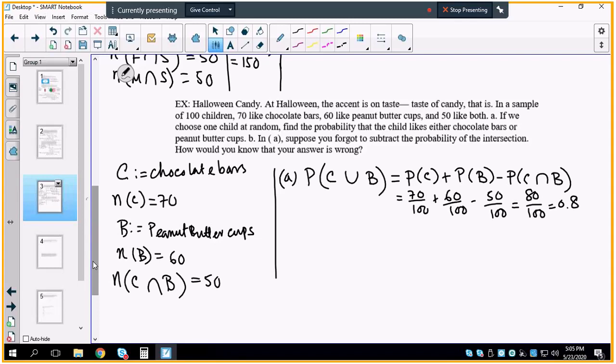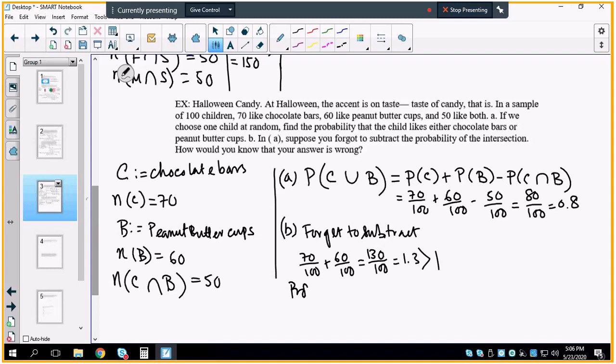The second question is a bit interesting. It says, in part A, suppose you forgot to subtract the probability of the intersection, how would you know that your answer is wrong? So let's intentionally forget to subtract and see what we get. We get 70 over 100 plus 60 over 100, and that's 130 over 100, so you get 1.3, which is greater than 1, and then I know probability values cannot be greater than 1.